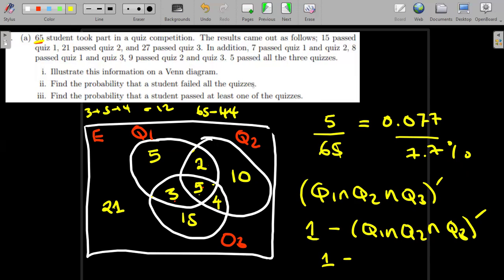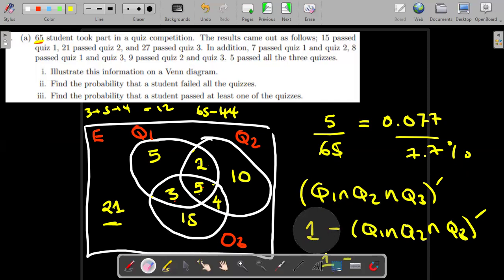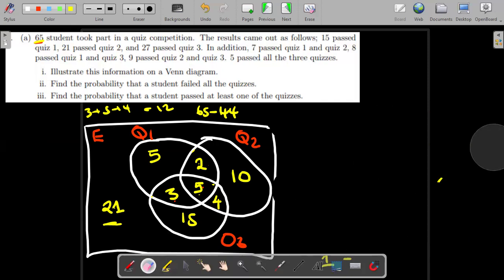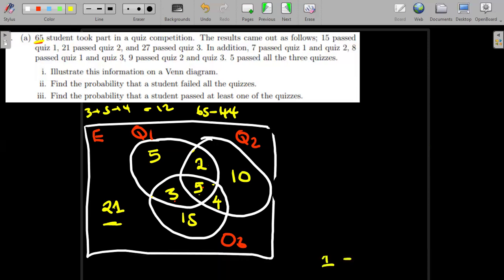They're telling us to find the probability that a student failed all the 3 quizzes. So we have this number here. Let's just go back to our diagram. This number here shows us that these here did not pass any of them, because all these here passed at least a quiz. Some passed 3, some passed 2, some passed more than 2 quizzes. So now, these here outside did not pass any of the quizzes. So let me just erase this part here. 21 did not pass any of the 3 quizzes.